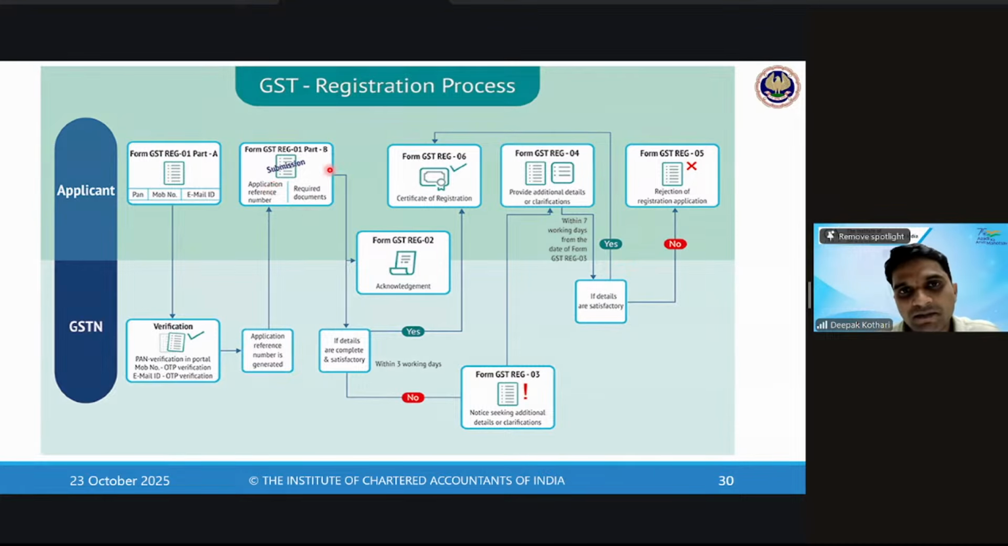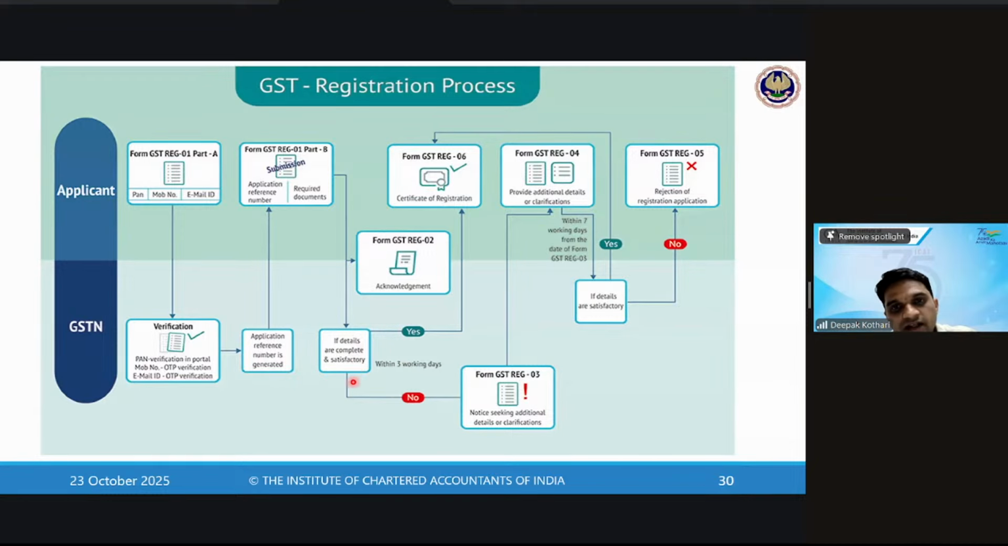Now, once you submit these documents, you will get an acknowledgement in REG 02. The REG 02 will be an acknowledgement saying that हाँ आपका application हमको मिल गया है. Okay. Now with REG 2 आपका document सब पोर्टल पे अपलोड हो गया है. With these documents, if all the documents are complete, then you will get your certificate of registration. Simple. If all the documents you submit correctly, then you will get a registration certificate. Registration certificate is given through form REG 06.